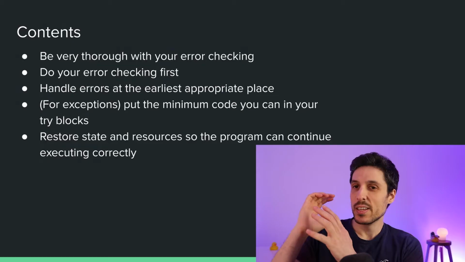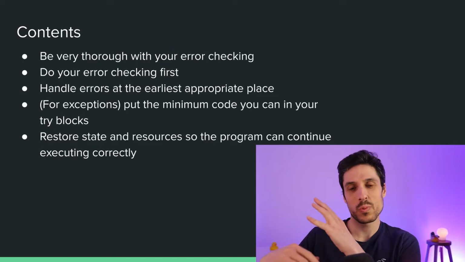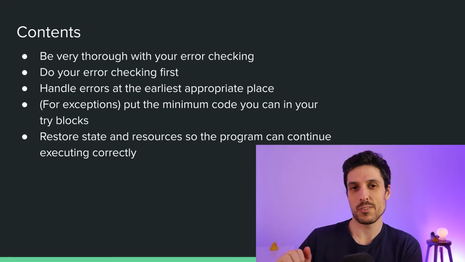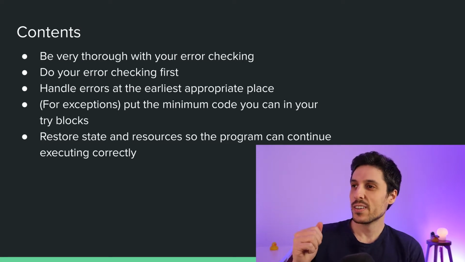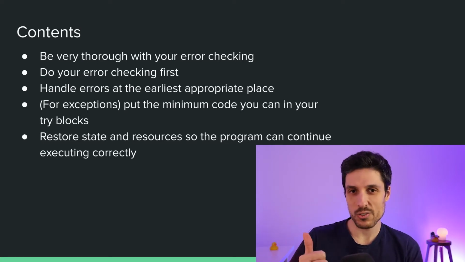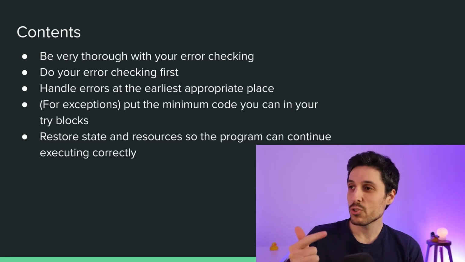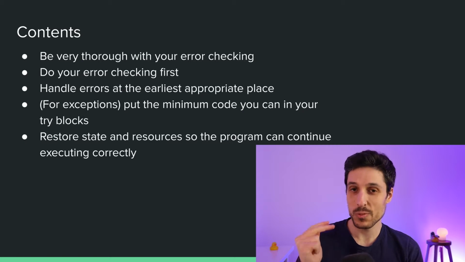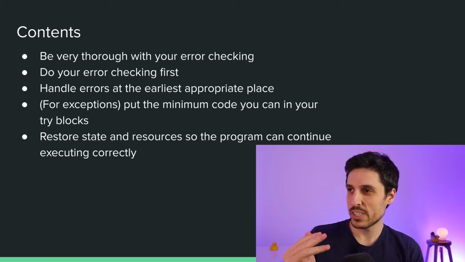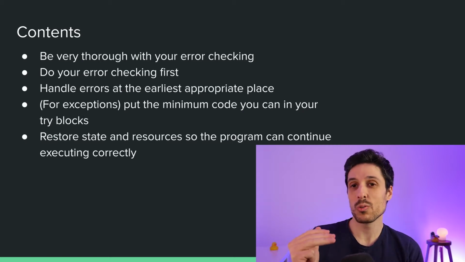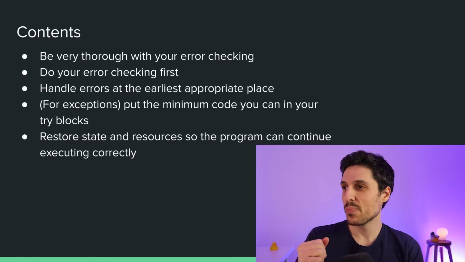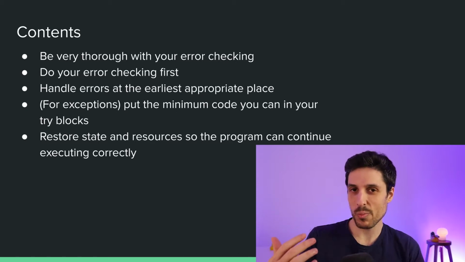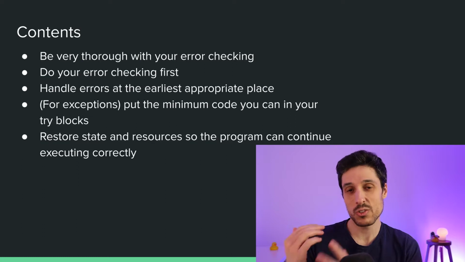All right, so we have a lot to cover in this video. Here are the points we're going to cover, and of course, we'll go into each one of these in more detail. Those points are to be very thorough with your error checking, to do your error checking first, to handle errors at the earliest appropriate place. One exclusively for exceptions is to put the minimum code that you can in your try blocks. And finally, if you're going to recover from an error, to restore state and resources.